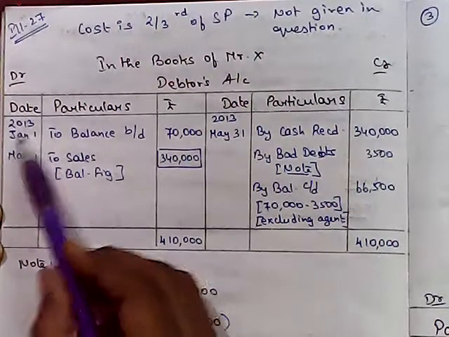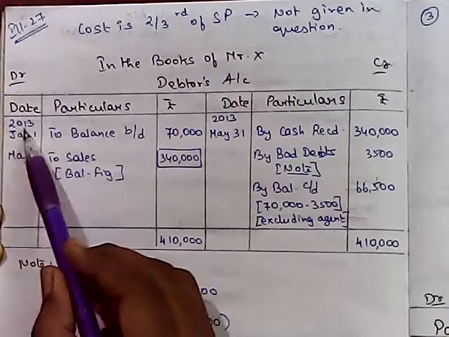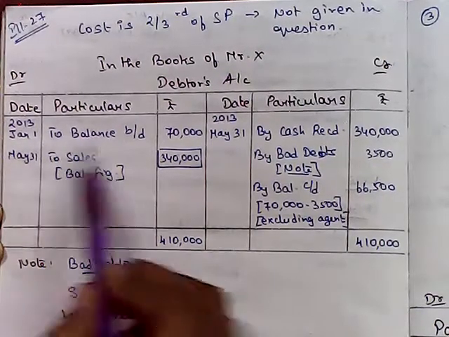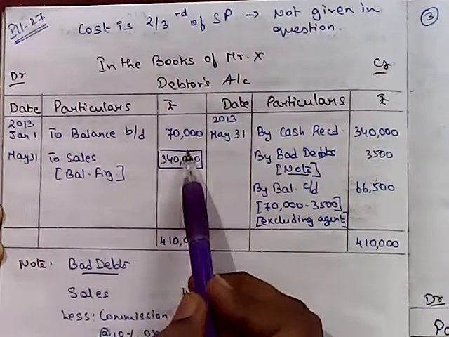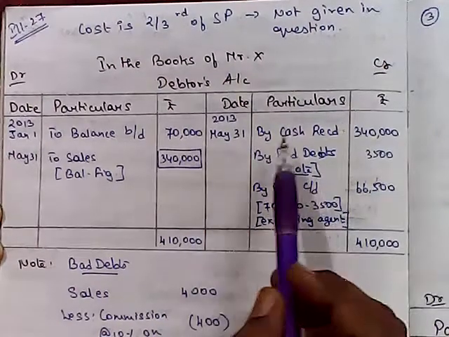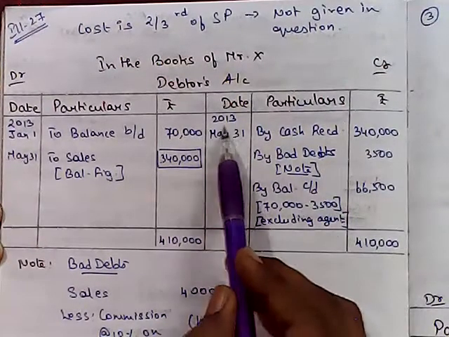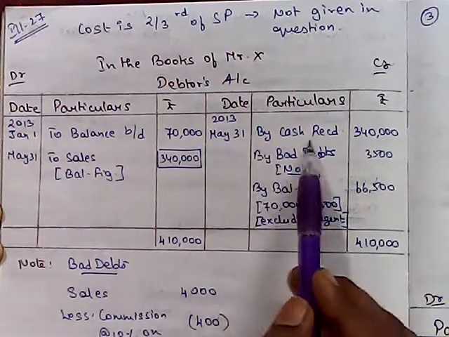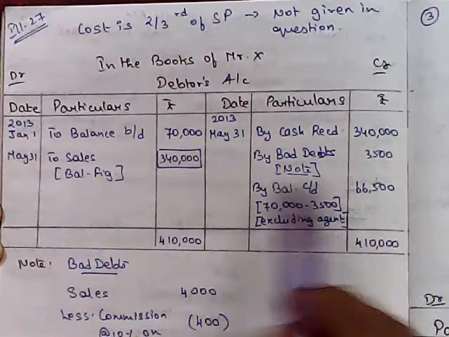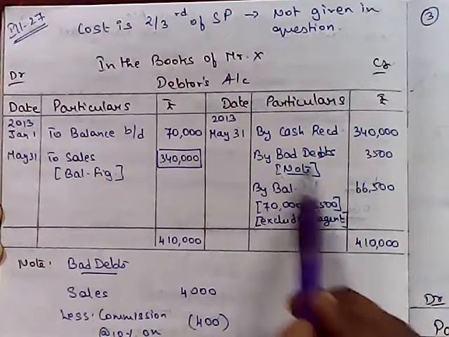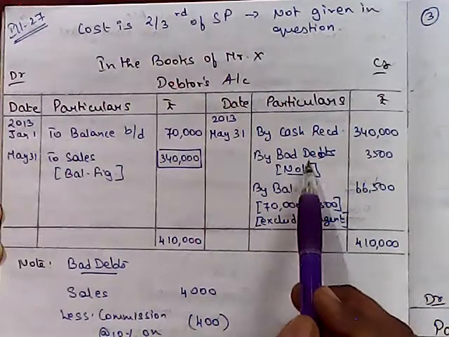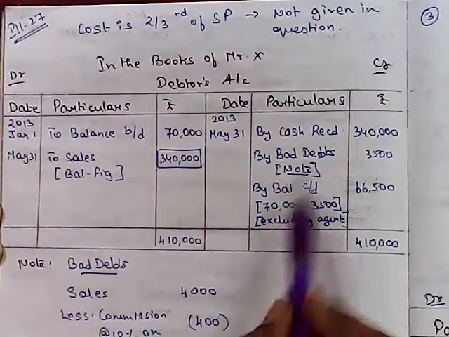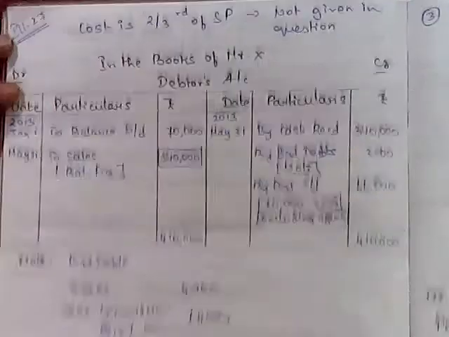So in the debit side first, 2013 Jan 1st is the opening balance, that is to balance brought down 70,000, given in the question. In the credit side, 2013 May 31st, by cash received 3,40,000, given in the question. By bad debts, we have a note for the calculation of bad debts. Okay, let's see the note now.